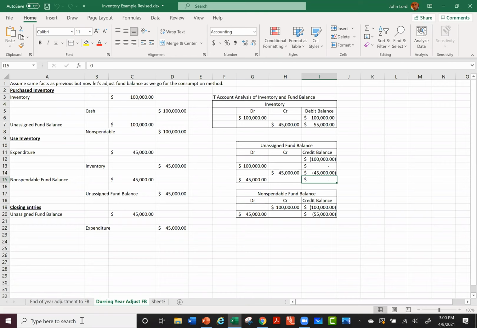I'm just trying to think about the consolidating entry. If we were using the purchase method, we do have the problem that expenditure is showing 100,000, but yet we only used 45,000. So I have to think through that a little bit more as to how we would eliminate that expenditure of 100,000.